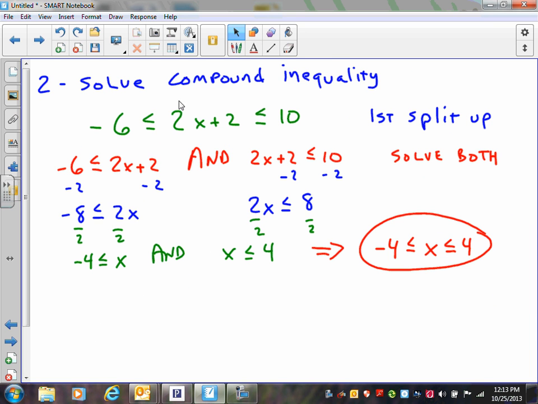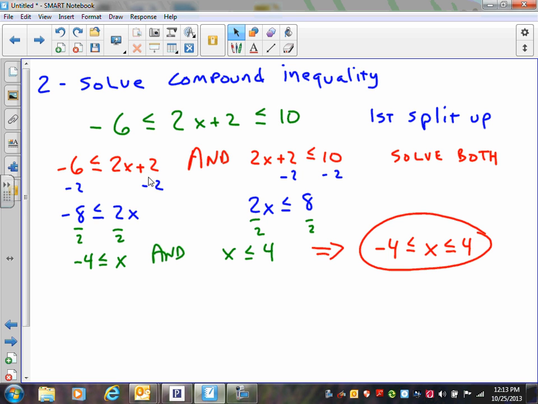You have 2 that ask you to solve a compound inequality, and both of them will be AND statements, but they will look like this in that combined form. You have to remember to split them up, and it doesn't split up right here. It splits up here and then here. I write the negative 6 less than or equal to this whole thing that's in the middle, 2x plus 2. And this whole thing that's in the middle, 2x plus 2, less than or equal to 10.